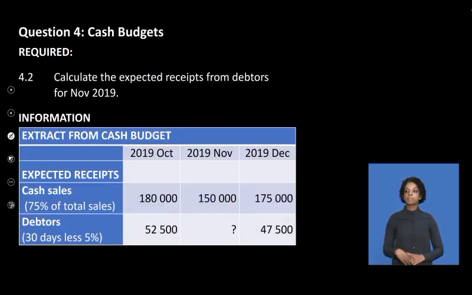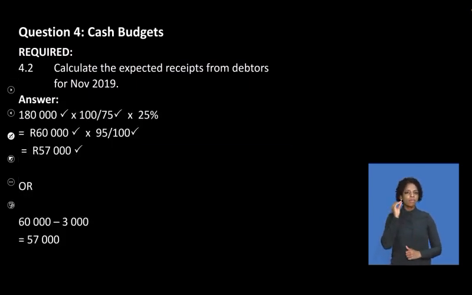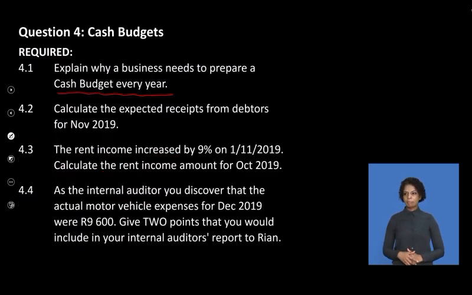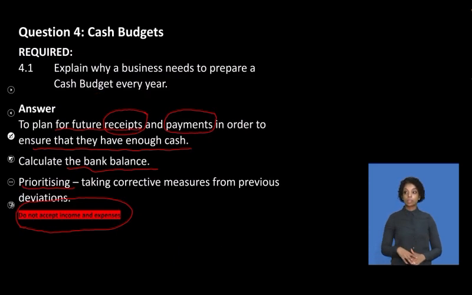It says, calculate the expected receipts from debtors for November 2019. In other words, if you're looking at your extract from your cash budget, you are working out this figure here. Your expected receipts from your debtors for what month? For November 2019. Now, what information do we have? We are told here, let's find the information here.